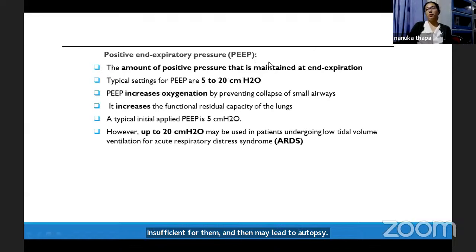The last parameter is PEEP, which I have explained previously. It is the amount of pressure that is maintained at the end of expiration. The typical setting is to start at 5 and thereby increase if needed. Maximally, we give up to 20.